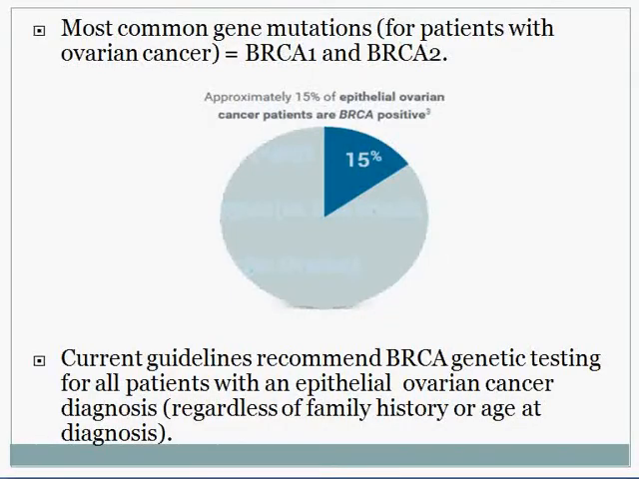The most common gene mutations for patients that have been diagnosed with ovarian cancer are known as BRCA1 and BRCA2. Approximately 15% of patients with invasive ovarian cancer will carry a mutation in one of these BRCA genes. This risk may be higher if you have a family history of ovarian cancer or other cancers such as breast. 44% of individuals who carry a BRCA mutation and who have had ovarian cancer will not have a family history of breast or ovarian cancer. For this reason, current guidelines recommend BRCA genetic testing for all patients with ovarian cancer, regardless of family history or age at diagnosis.